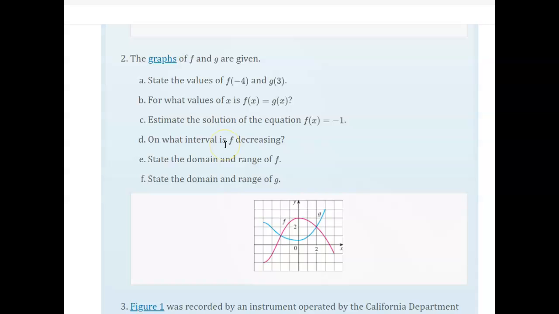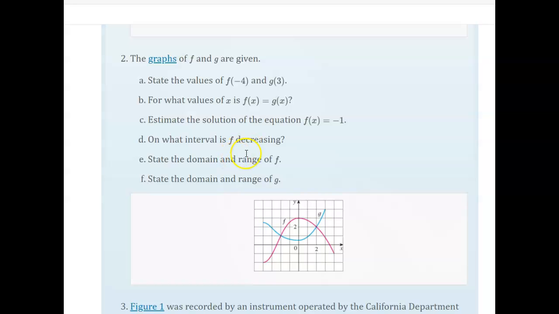At what interval is f decreasing? Well, f is decreasing, that's the purple graph here, from 0 to 4. And when they say the intervals, is it decreasing, that means the y's are going down, so the interval would be the x interval. I would put open intervals here, though some professors would put closed.